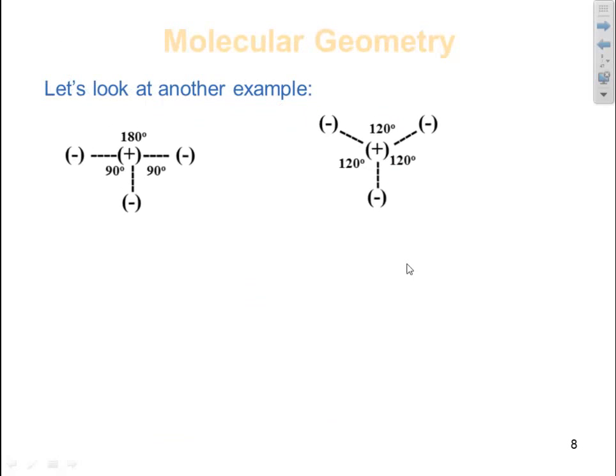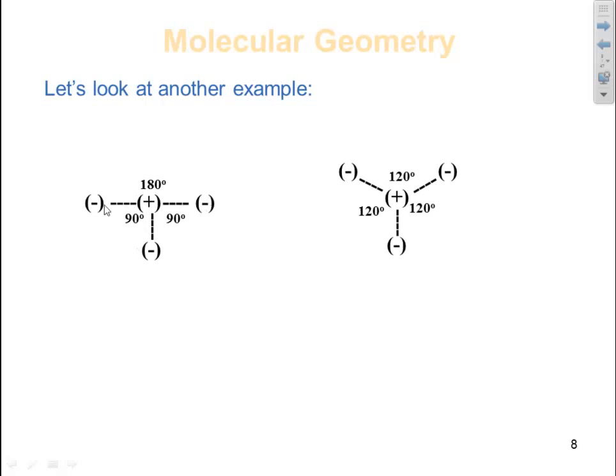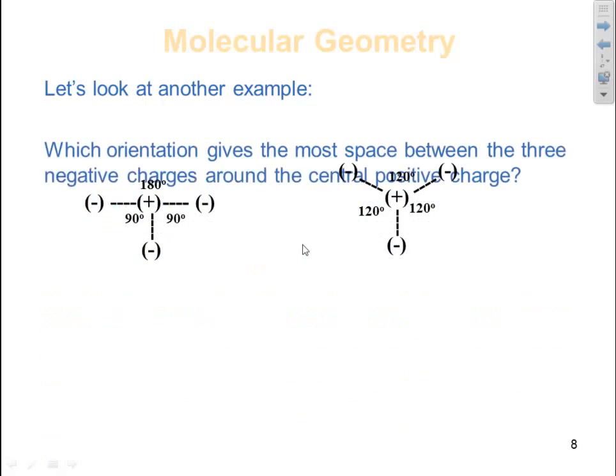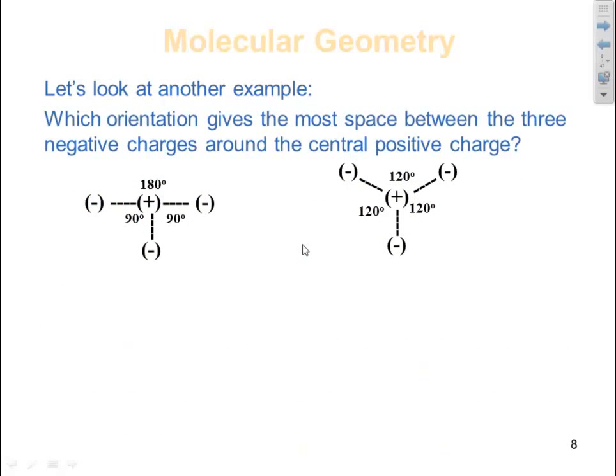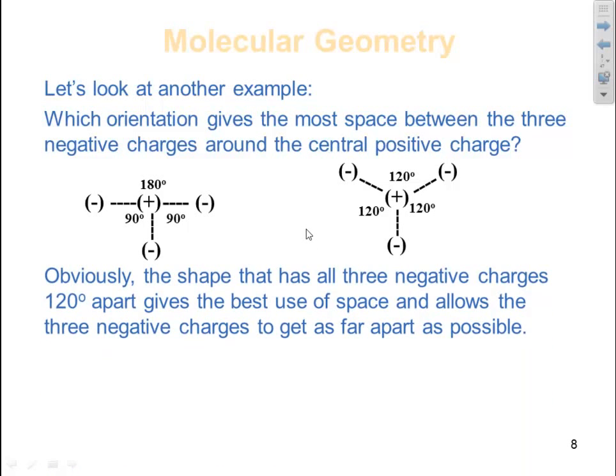Let's look at another example. Here I have three electron groups around the central atom. We have them staged like in a T shape, and then we have it in a Y shape. Which orientation gives the most space between the three negative charges around the central positive charge? Once again, obviously, the shape that has all three negative charges 120 degrees apart. These are 120, 120, and 120. This gives the best use of space and allows the three negative charges to get as far apart as possible. In this one, you have this 90 degrees, and these are 90 degrees, so they can get more space if they spread out in that Y formation.